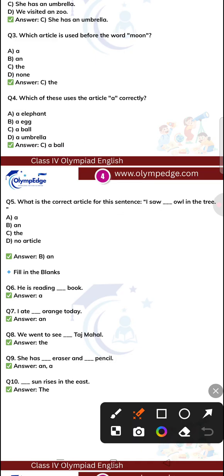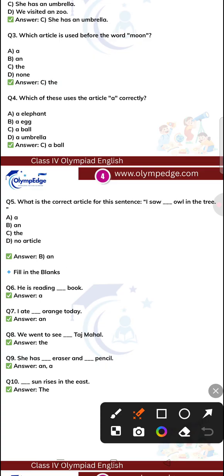Then what is the correct article for this sentence? I saw dash owl in the tree. So here owl starts with the vowel O, right? So we have to write: I saw an owl in the tree. So here we have the answer as B, which is an.